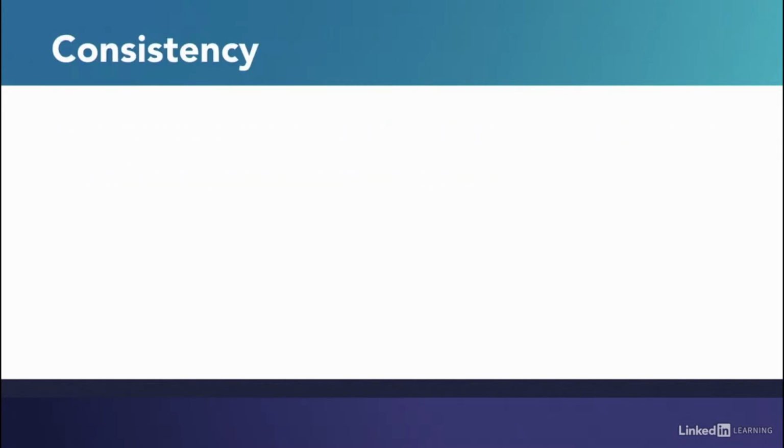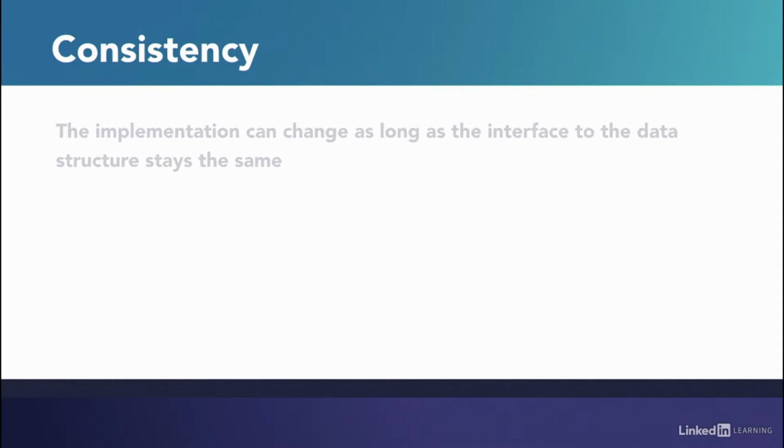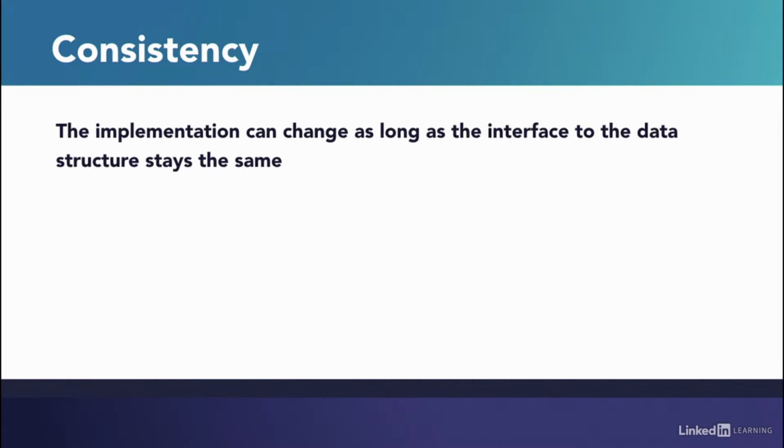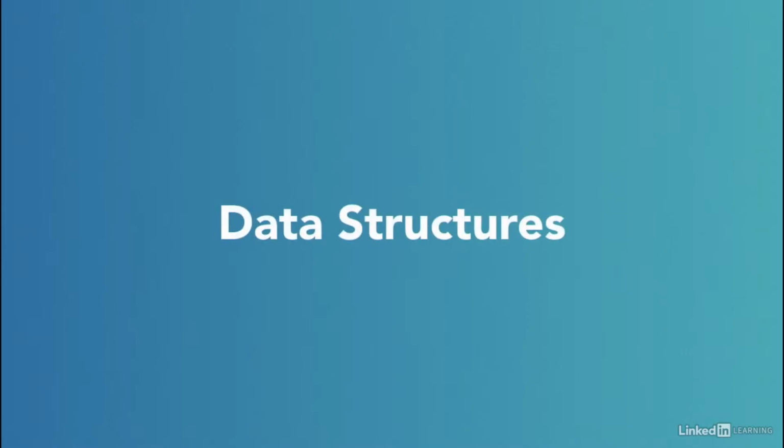Another advantage of abstract data types is consistency. Because we don't need to understand a data structure's implementation in order to use it, the implementation of the data structure could change, and as long as the new implementation supports the existing interface, we don't need to change our own code. Let's wrap up with a couple notes about data structures.